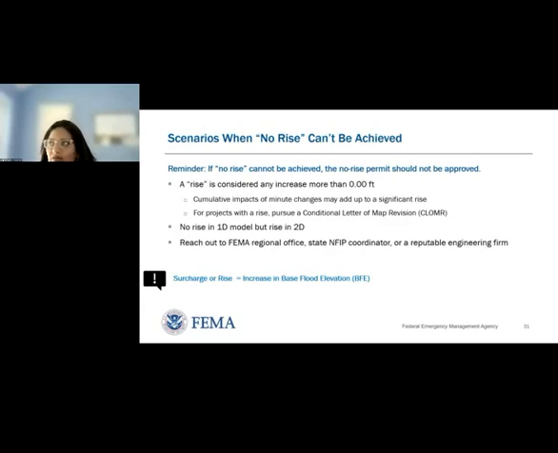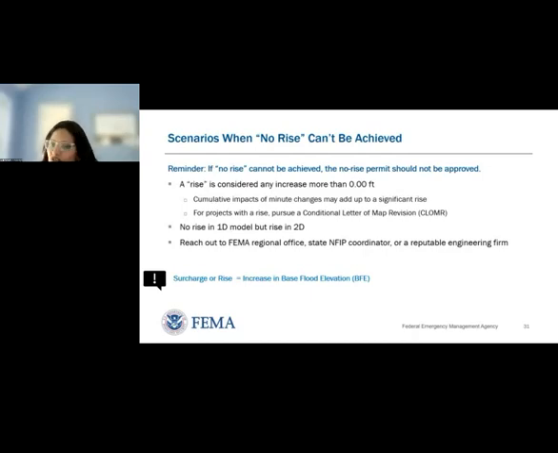Sometimes there are scenarios where no-rise cannot be achieved in the 2D setting. In those situations, a no-rise permit should not be approved. For the same location, sometimes a no-rise is possible when a 1D model is used, but if a 2D model is used you cannot generate a no-rise, especially when there is a change in the methodology, additional details in the modeling, or sometimes just the software that is used for the analysis.